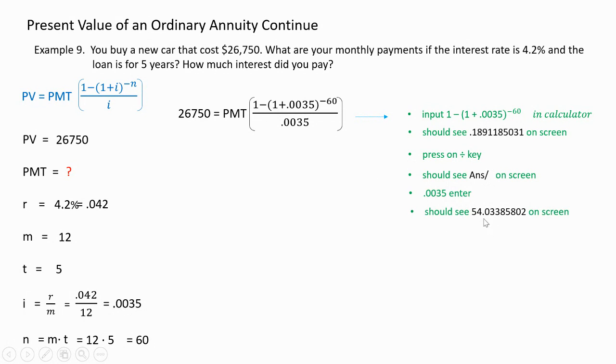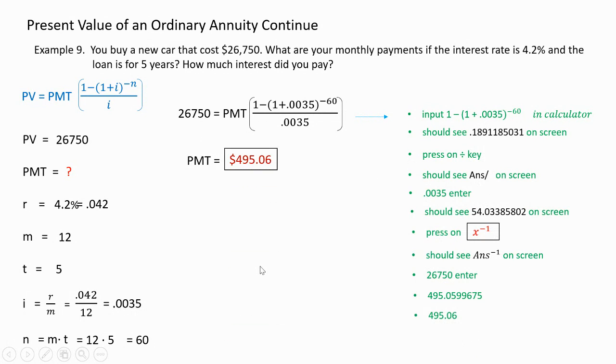And this is what you should see on your screen, 54.03385802. Here's where you're going to hit the inverse key. Everything in black is what you should see, and in red is what you're doing here. Then you're going to enter the 26,750. So this is what you see: 495.0599675, rounded to your nearest penny, so it's $495.06. That's how much your monthly payments will be.